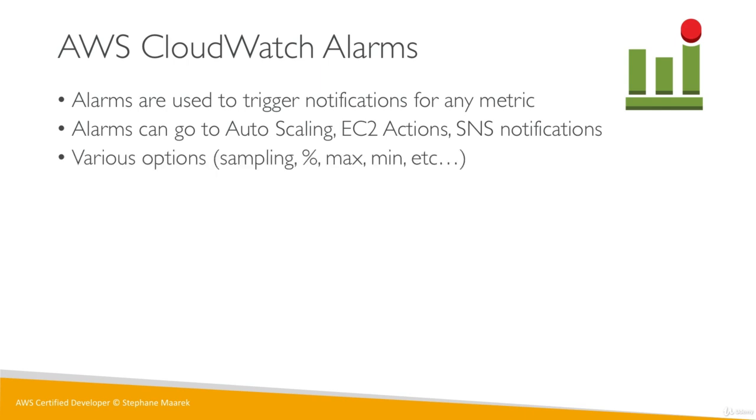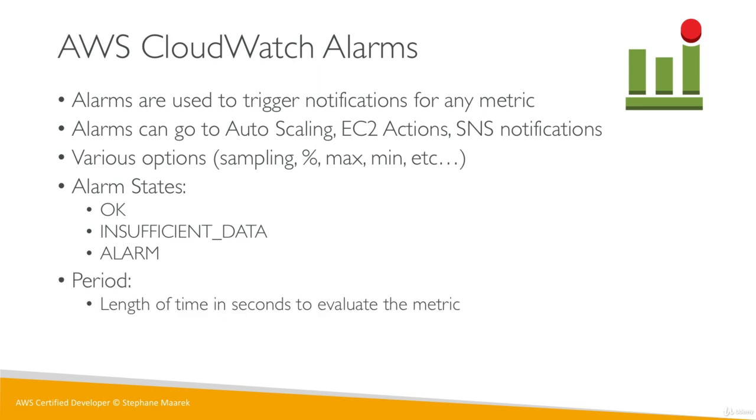There are various options, so you can choose the metric to alarm on, the sampling, the percentage, the max, the min. So you can basically customize your alarm anytime you want. And the alarms can be in 3 states. It can be an OK state, which means that your alarm is not doing anything. Insufficient data, which is when you don't send enough data for your alarm, so the metric is missing some data points. And alarm, when your alarm threshold is being passed.